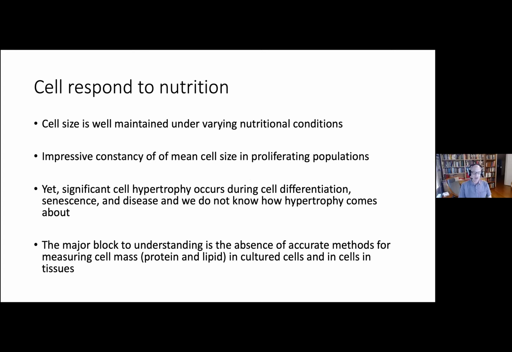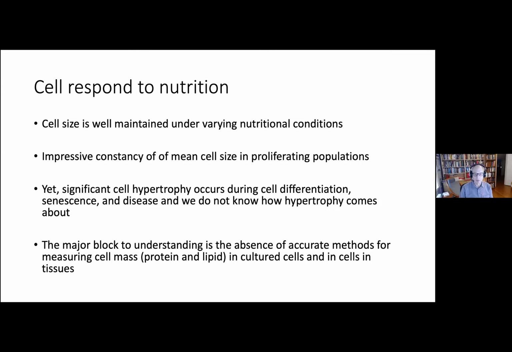Cells respond to nutrition. Actually, they're pretty resistant to responding to nutrition. If you try to inhibit their growth, they tend to remain more or less the same size. They may slow down a little bit, but cell size, as an example, is well maintained under varying nutritional conditions. There's an impressive constancy of mean cell size in proliferating populations.